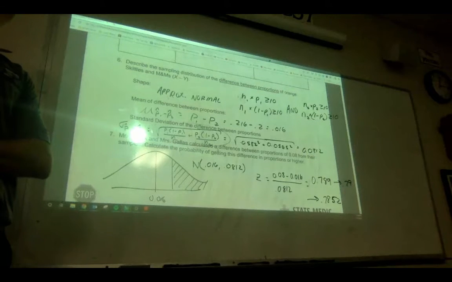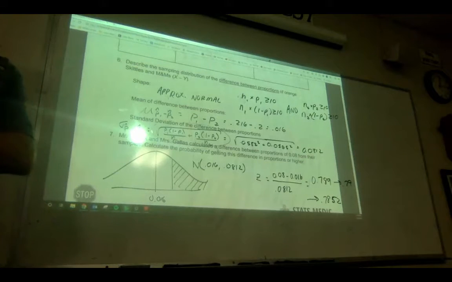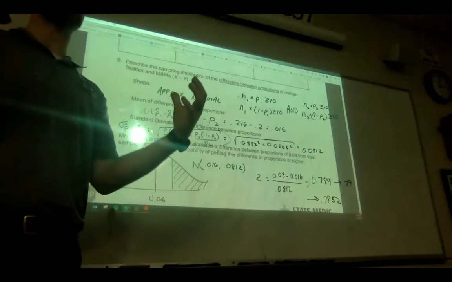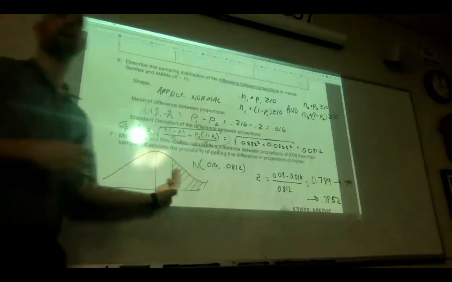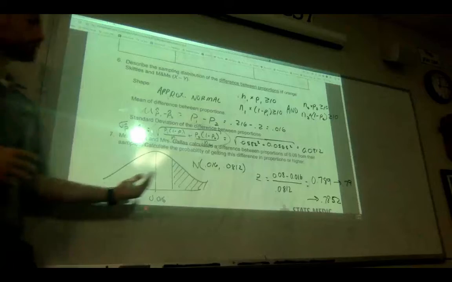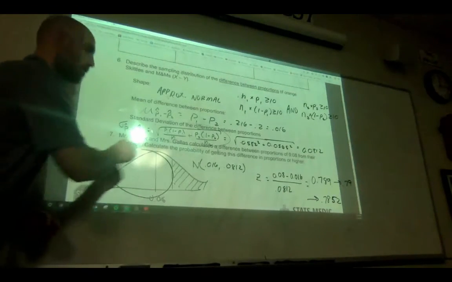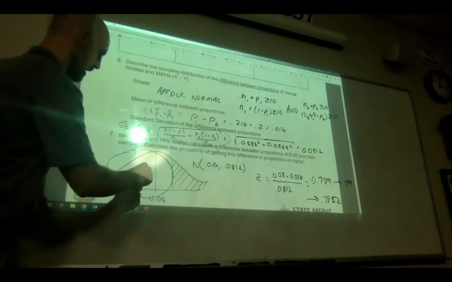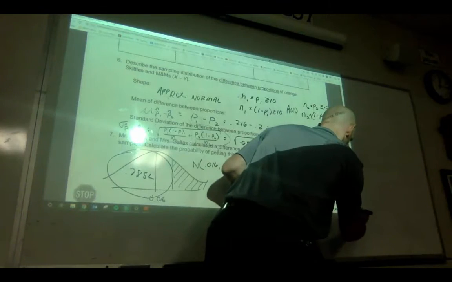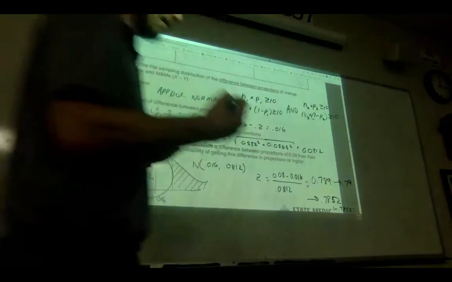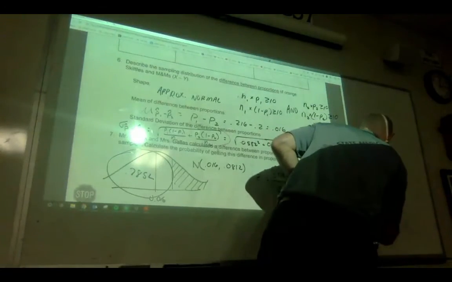No, you have to do 1 minus. Wait, is it like one minus? Okay. That's why I wanted to review this. So your table A values represent area at or below. I understand. So this 0.7852 is actually this area here. So our answer would be 1 minus 0.7852, which would be equal to 0.2148. Okay, wanted to review that.